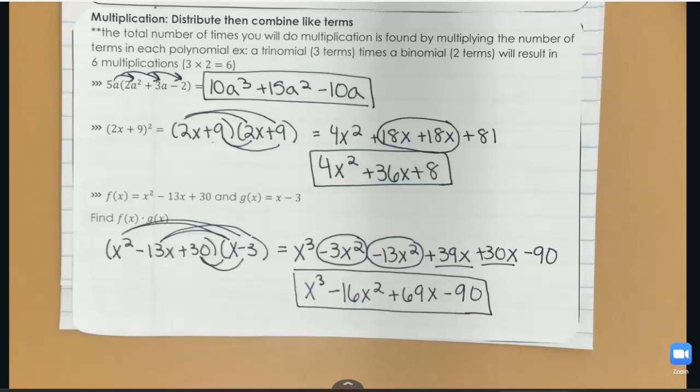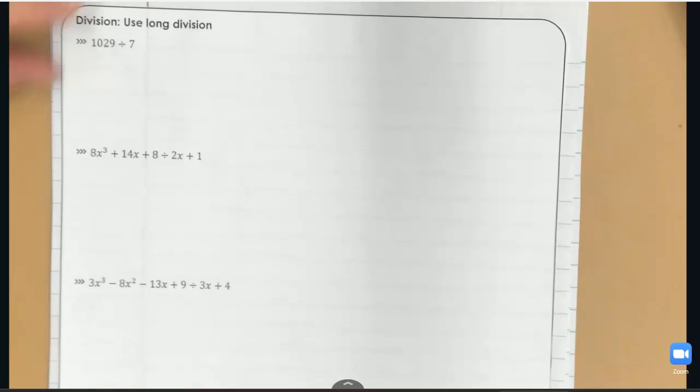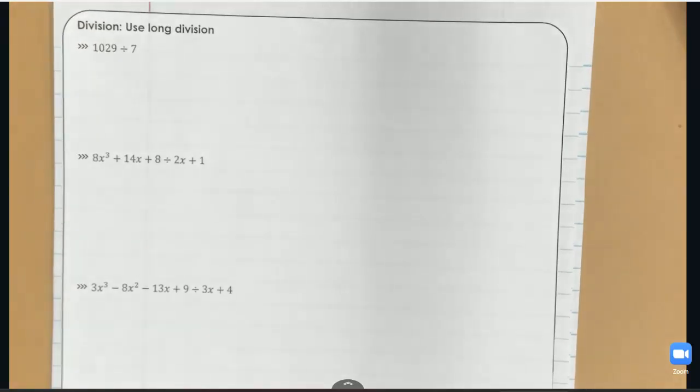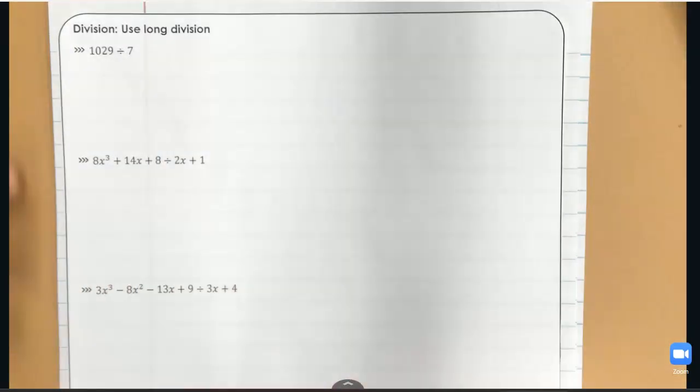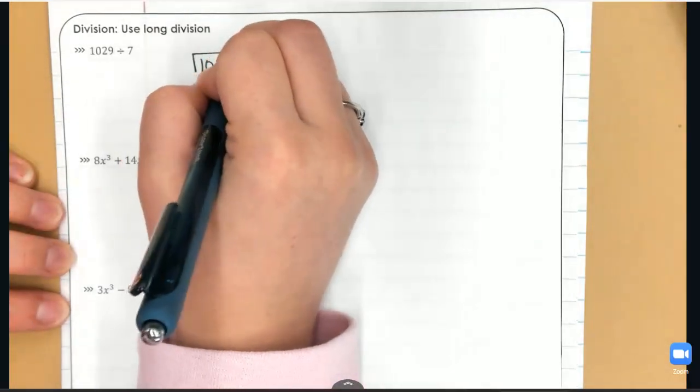Okay, we have done our first 3 operations: addition, subtraction, multiplication. Now we are going to move on to division. When you are dividing polynomials, you're going to be using long division. So to refresh your memory on how you do long division, let's do one with just 2 numbers first. 1,029 divided by 7. So recall, you're going to set up your house. The first number is what goes inside your house, and the second number goes outside your house.